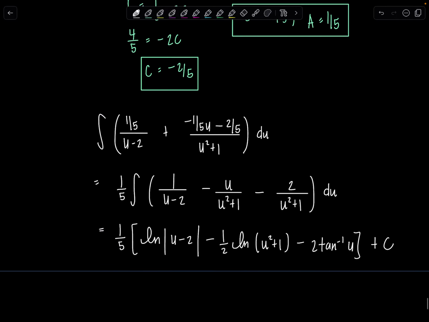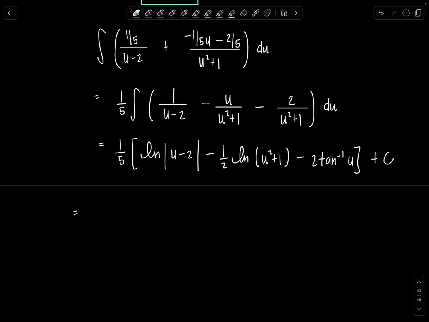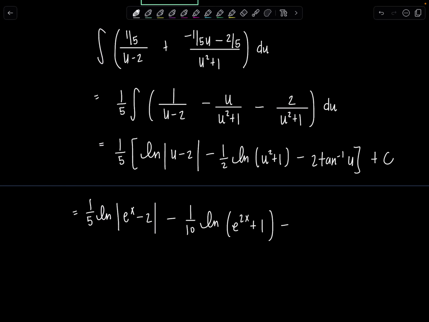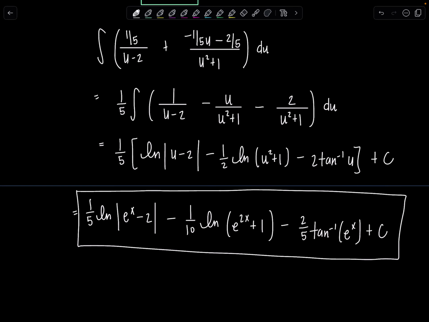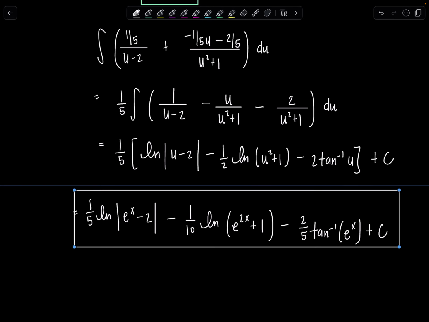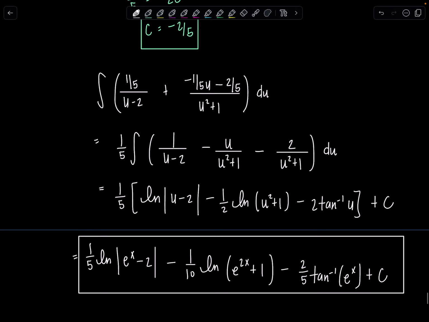Remember, u was e to the x. So we've got to go back to the original variable, and I'll distribute the 1/5 at the same time. So 1/5 ln absolute value e to the x minus 2 minus 1/5 times 1/2 is 1/10 ln e to the x squared, which is e to the 2x plus 1 minus 2/5 tan inverse e to the x plus c. And that's the final answer. Box that bad boy.